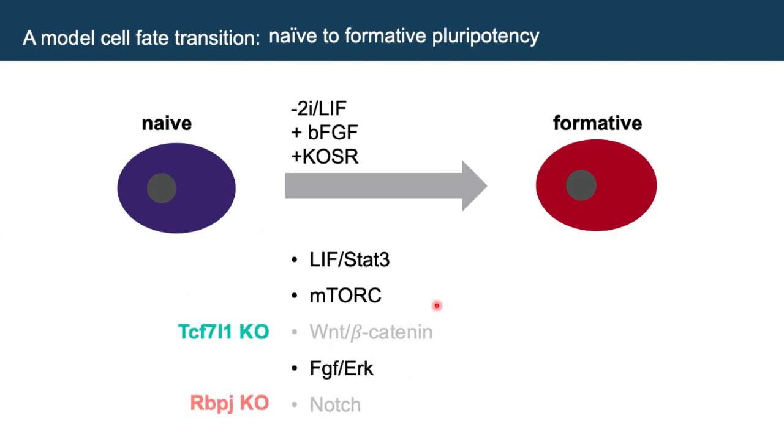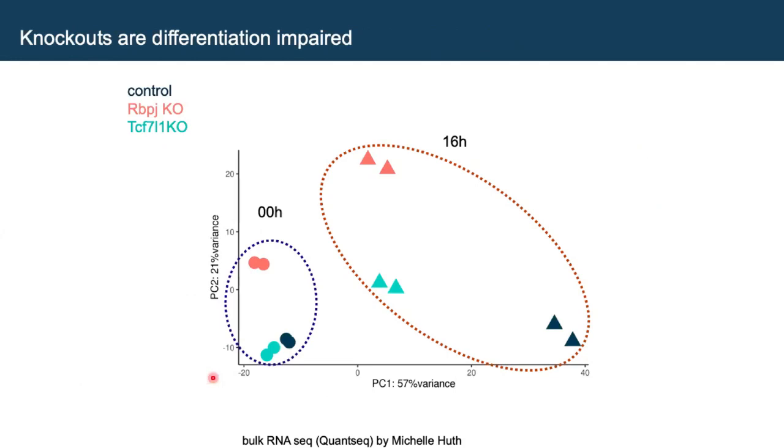So we decided to look at 2 different mutants, so always single mutants at this time. For one, we take the TCF7L1 knockout. This is downstream of Wnt beta-catenin signaling. Normally, TCF7L1 is repressed by beta-catenin, but if beta-catenin is removed, TCF7L1 itself can become active and then works as a repressor on the naive pluripotency network. And as another factor, we are also studying RBPJ. This is a downstream effector of the Notch signaling pathway. So what do I mean with differentiation impaired?